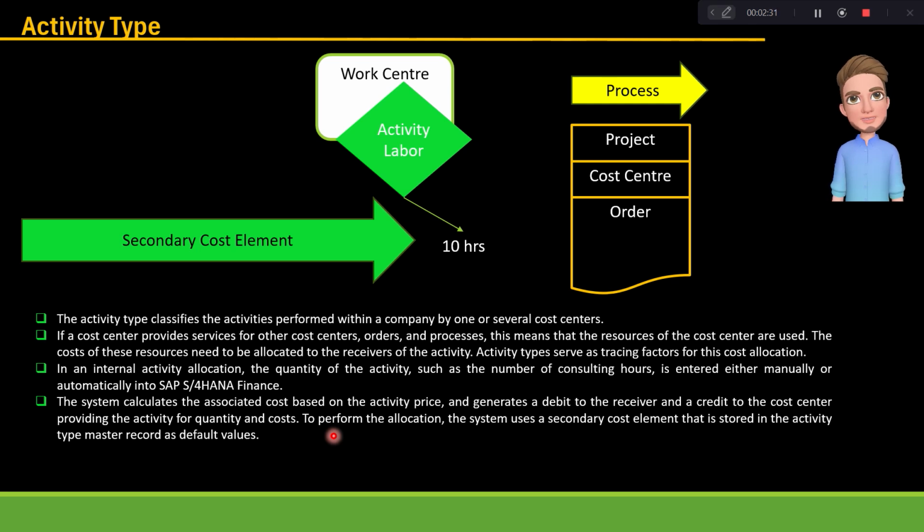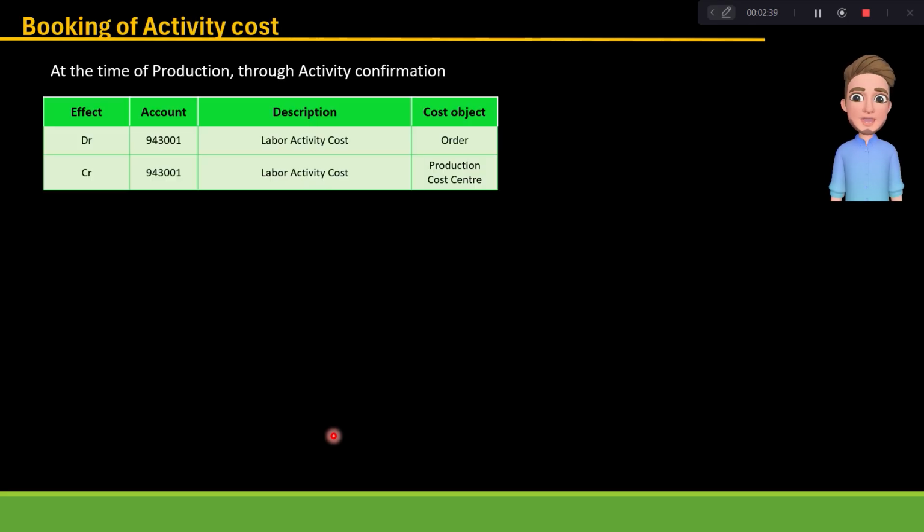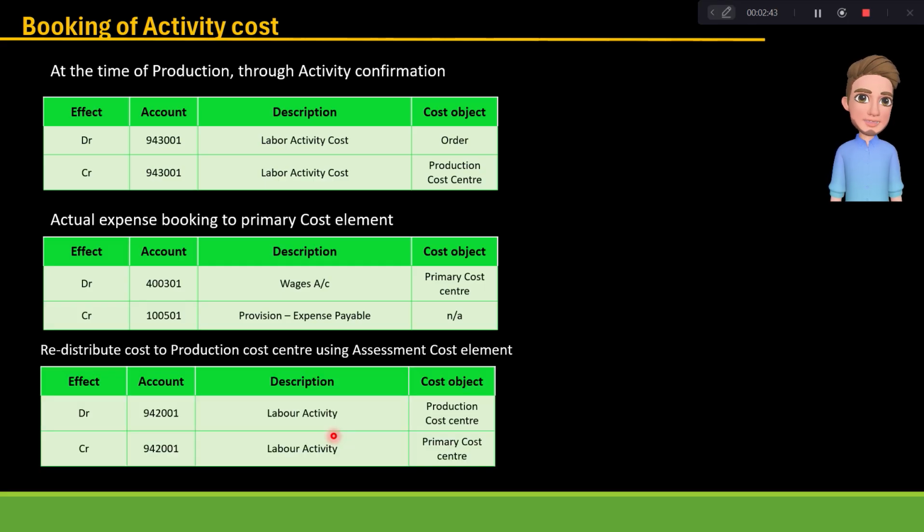Now what I will do is, first I will go and create an activity type, right? Let me see. What is the booking that takes place? This is also something I will explain to you. So let us first look at the activity. When I am creating an order, through activity confirmation, the activity debits your order, and credit goes to the cost center.